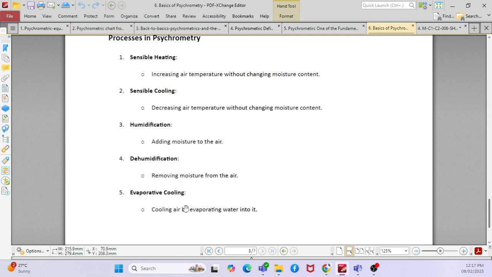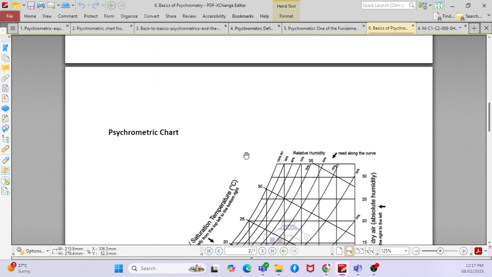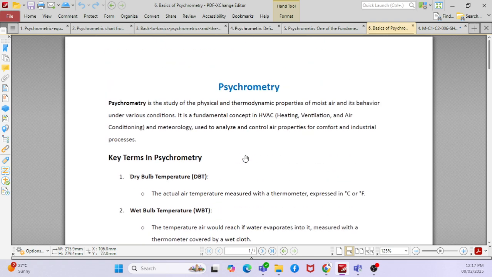And evaporative cooling is cooling air by evaporating water into it. You might have seen an evaporative cooling unit, an evaporative AHU, where you have water pads. You add water to the pads, then the outside air absorbs the moisture, and the temperature is reduced. To reduce the temperature, you can use evaporative cooling as well. It is also called adiabatic cooling. So this is the basic understanding of the psychrometric chart. Clear, right? You can go through this guideline and understand.